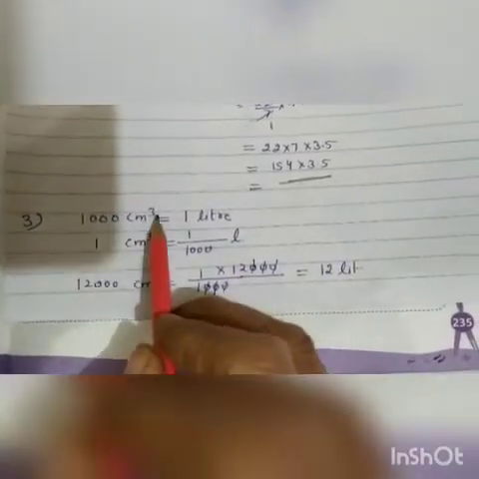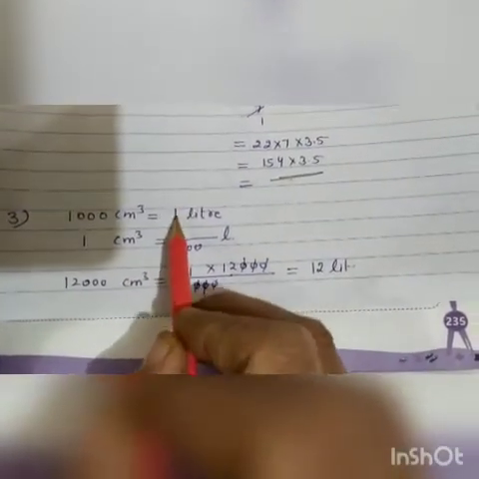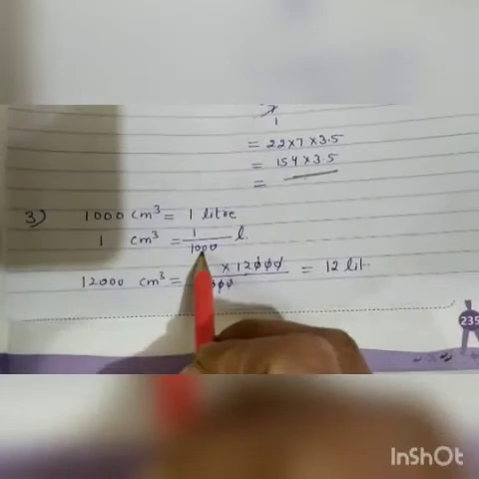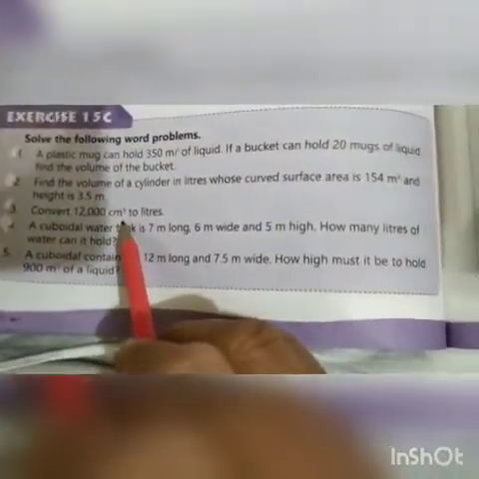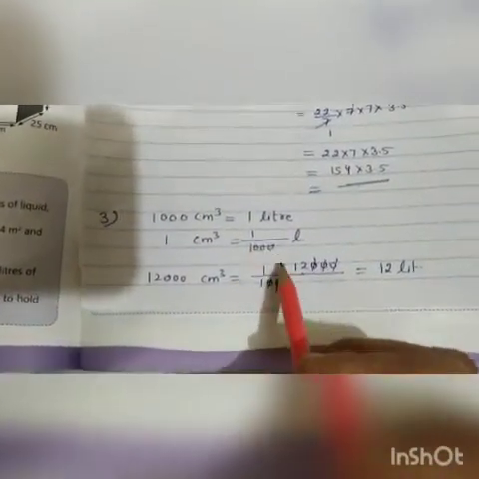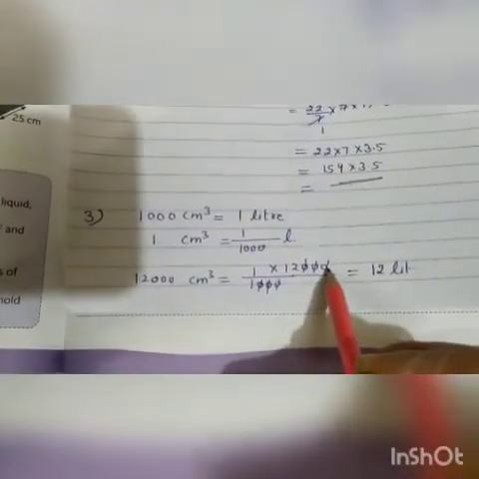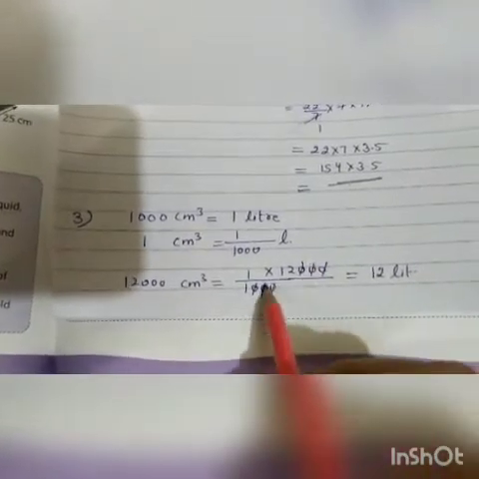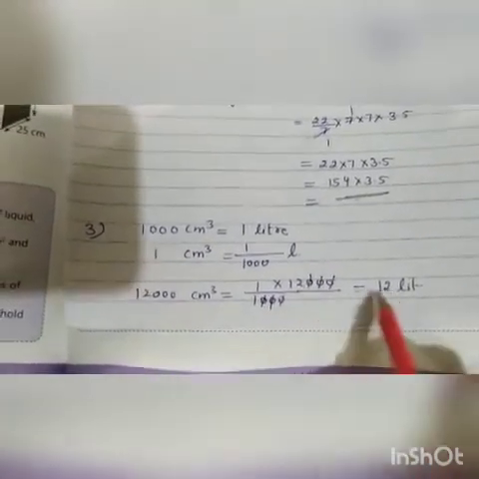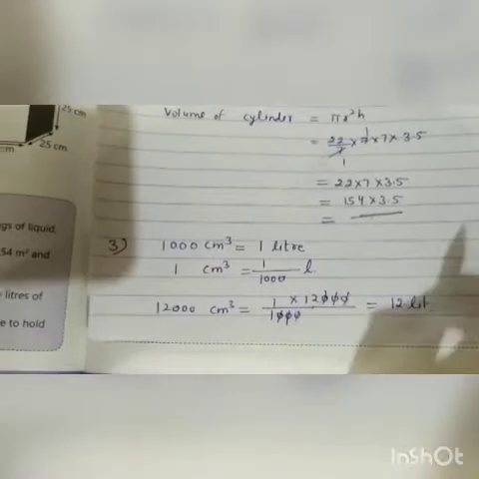So 1 cubic centimeter is equal to 1 upon 1000 liter. Now we have to convert 12,000 cubic centimeter. 12,000 cubic centimeter is equal to 1 upon 1000 into 12,000. 0 0 cancel, 0 0 cancel, 0 0 cancel. It is 12 liter.